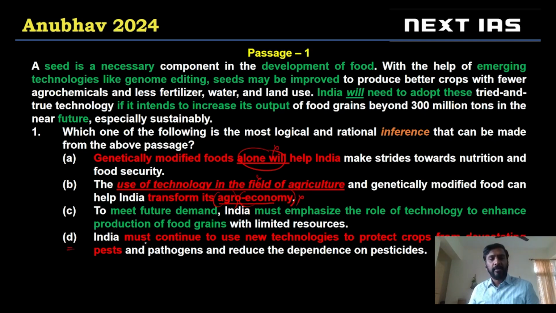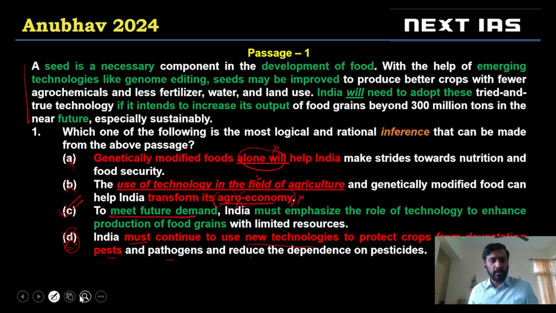Now, option D, India must continue to use new technologies to protect crops from devastating pests, pathogens, and reduce dependence on pesticides. The reason why an option like D is created is because UPSC will ask so many questions related to agriculture, etc. One of the passages may refer to pests and pathogens. We might get confused. But in this passage, there is no reference to any of these, so these are incorrect. C is the correct choice to meet future demand.